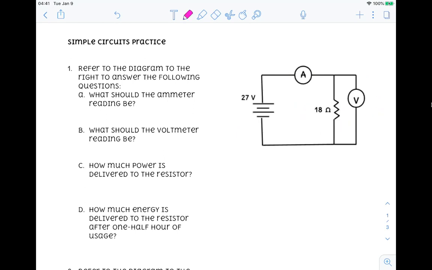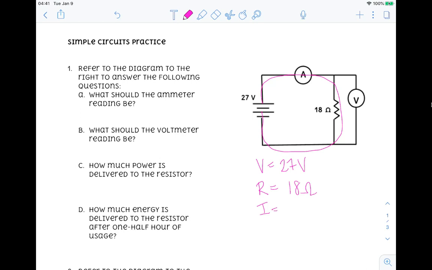All right. So for number one, what should the ammeter reading be? Well, they tell us that we have a potential difference of 27 volts. They also tell us that we have a resistor that measures 18 ohms. We are looking for I, our current, the current that is going to be measured as you go throughout your circuit all the way back around.